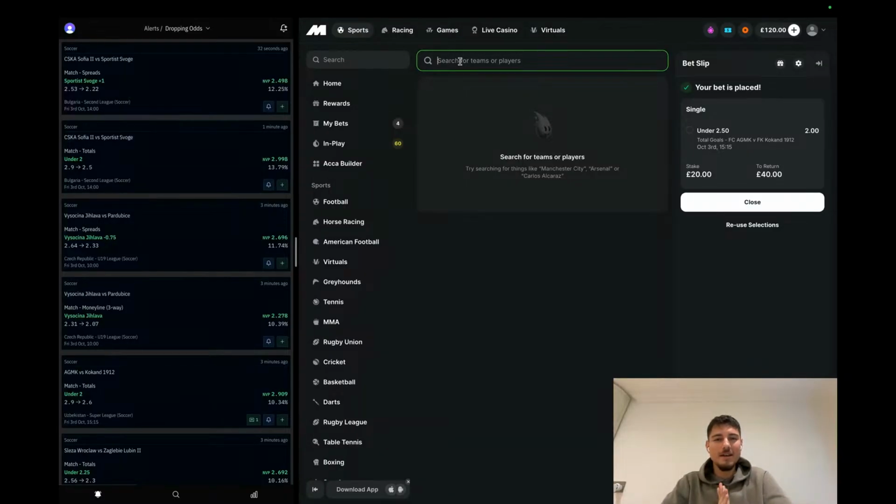Don't be placing 20.27 pounds or dollars or euros, whatever it is, because you look like an arbitrager, or you look like you're using a quarter Kelly or a half Kelly or something like that. So it kind of flags you pretty quick if you do that.